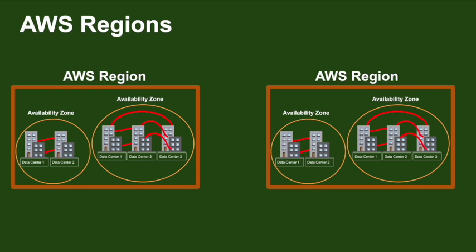You will be encouraged to use multiple availability zones, because when I say availability zone, that means there are multiple data centers. So for redundancy purposes, Amazon will ask you to architect your application to use multiple availability zones.